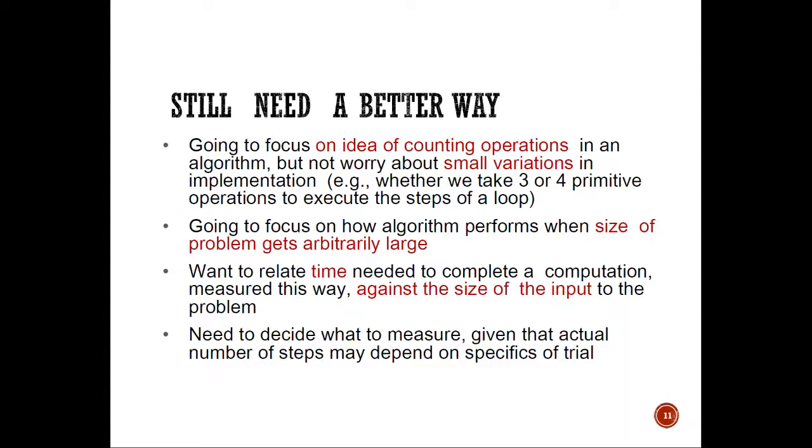So we are still going to focus on the idea of counting operations, but we don't have to worry about small variations. For example, whether a particular operation takes 3 or 4 primitive operations. We are going to focus on how the algorithm performs when the size of the problem gets arbitrarily large. And we want to relate the time needed to complete the computation against the size of the input. Therefore, we need to decide what to measure, given that the actual number of steps may depend on specifics of the trial.